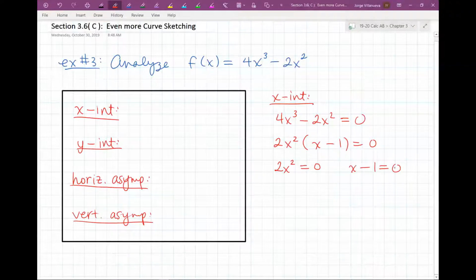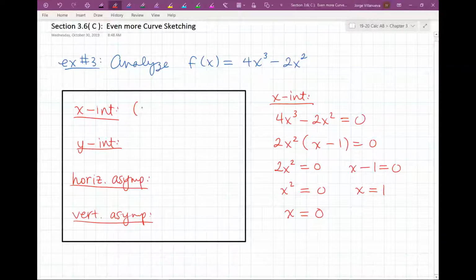The easy one to solve here, actually both of them are not too bad. Let's start with the left side. You divide both sides by 2, so you get x squared equals 0. x squared equals 0, or x equal to plus or minus 0, but that's just 0. On the other side, you add 1, so you get x equal to 1. So notice my x-intercepts.